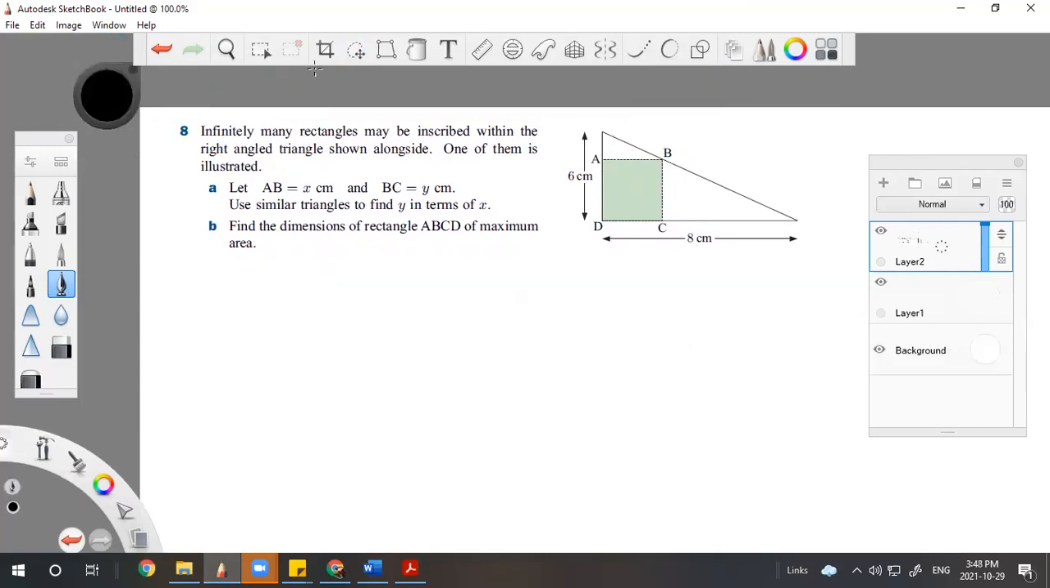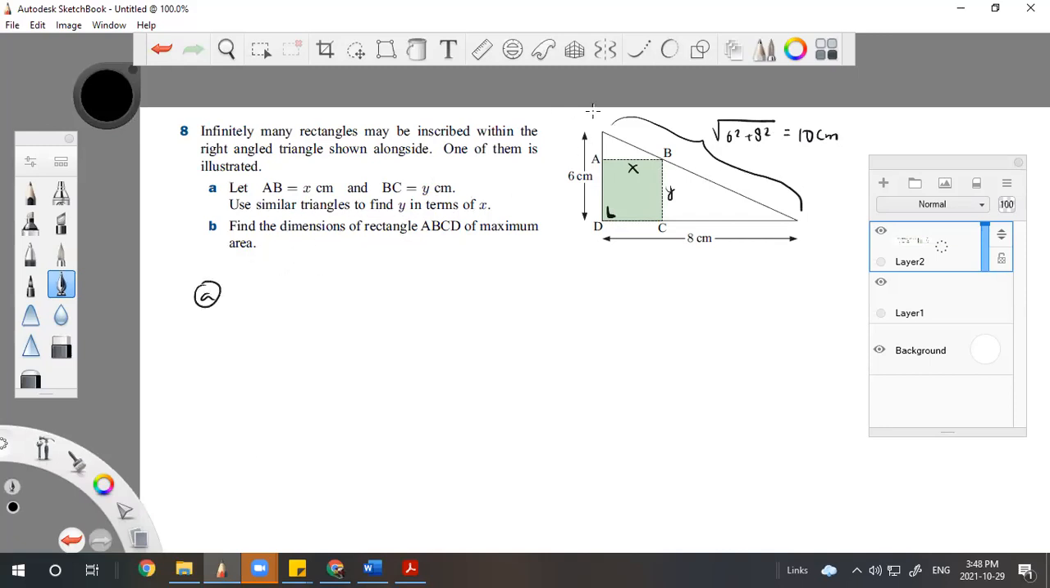Okay, let AB be x and BC equals y. Use similar triangles to find y in terms of x. Similarity. Okay, we have ABCD here. And this is 10, right? Because we deal with a right angle triangle. So if it is a right angle triangle, you have to use the Pythagoras rule. So it is 10 centimeters. Right. And then let AB be x and BC be y. Find y in terms of x.